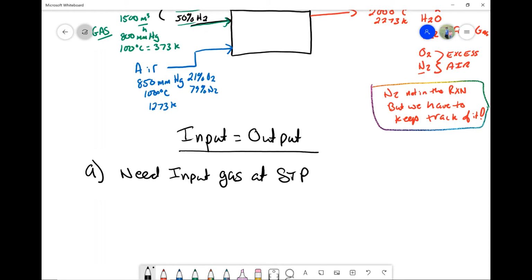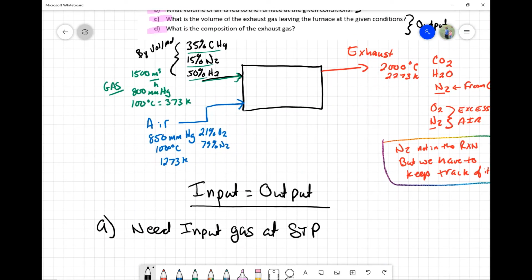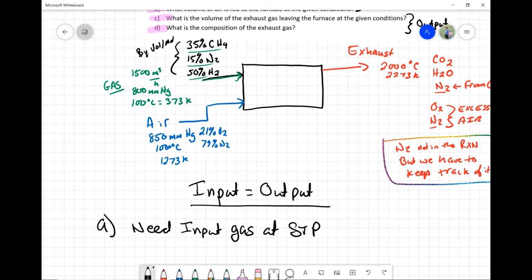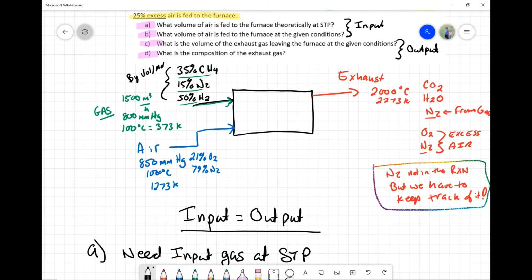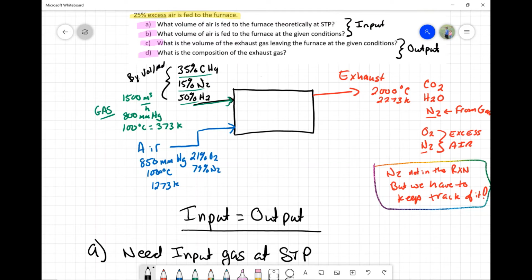And why do we need the input gas at STP? Well, we need to figure out how much air reacted with this input gas, because that's what it's asking for. So we must take the input gas to STP conditions to figure out how much oxygen would be needed to combust it. And so what volume of air is fed to the furnace theoretically at STP?